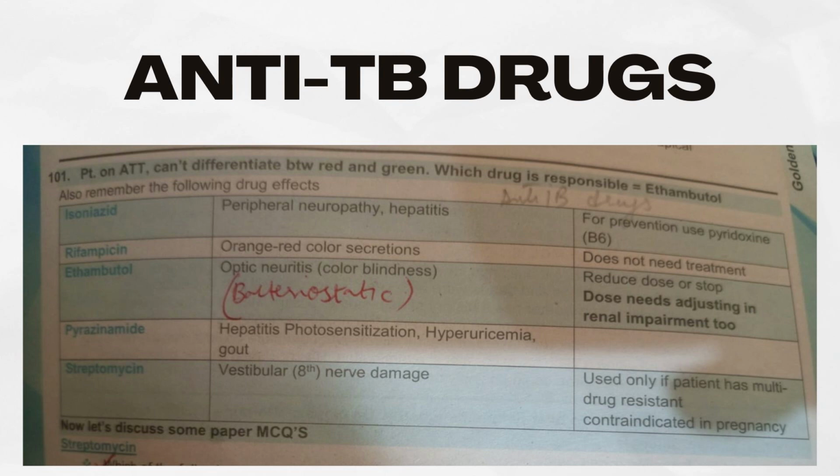So what you are going to do, you are going to reduce the dose or stop the drug; dose needs adjusting in renal impairment too. So, all right. Then pyrazinamide causes hepatitis, photosensitization, hyperuricemia, and gout. Streptomycin causes 8th nerve damage. Use it only if the patient has multi-drug resistant TB; it is contraindicated in pregnancy. Streptomycin is not given in pregnancy and it is only used when the patient has multi-drug resistance.